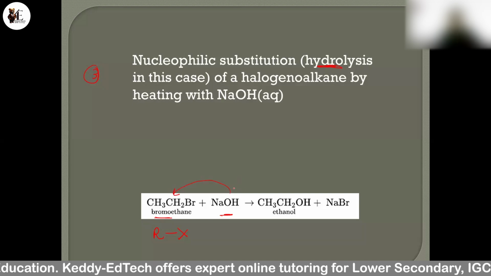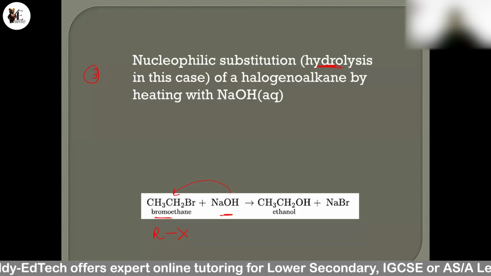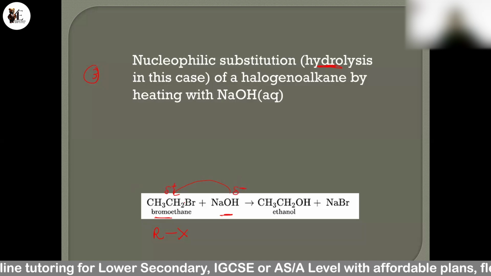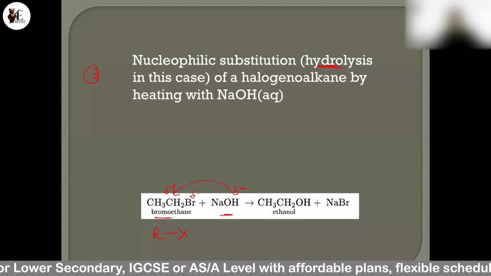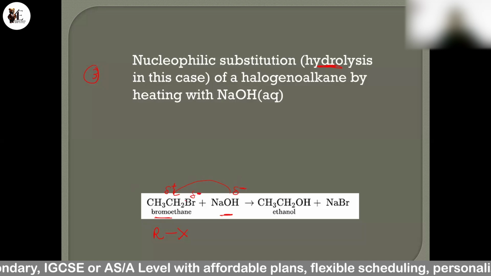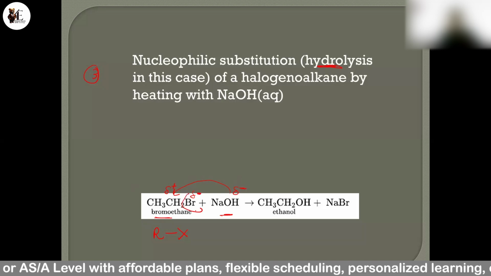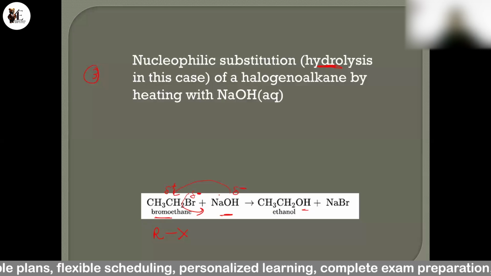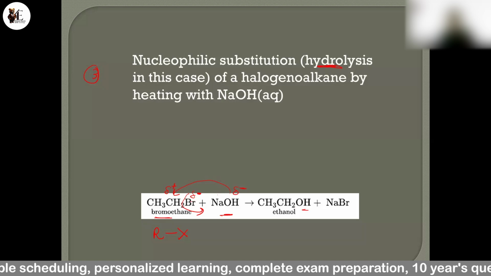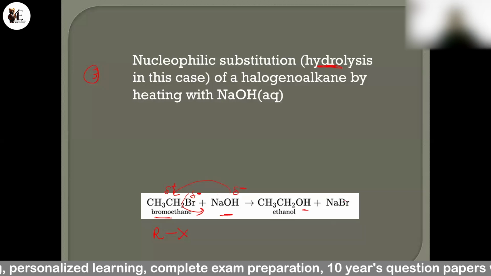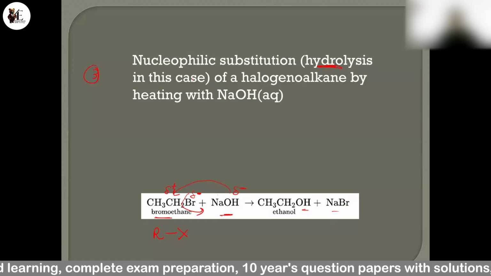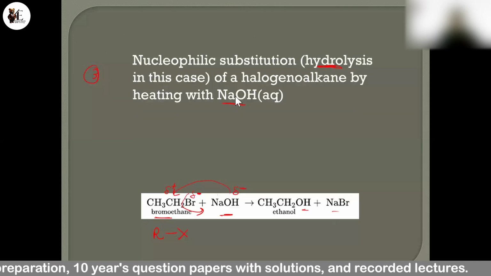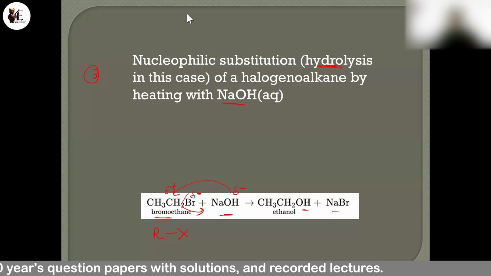Why will it attack? I think you know this by now, because OH minus has a negative charge, and CH2 has a partial positive charge, because bromine is electronegative. So bromine has a partial negative charge. This negative will attack this positive, and as bromine is a good leaving group, it will leave. So we have CH3CH2OH plus NaBr. Na, which is positively charged, reacts with bromine, which is negatively charged. So this is a simple nucleophilic substitution of a halogenoalkane by heating with NaOH. This is the third method to prepare alcohols.